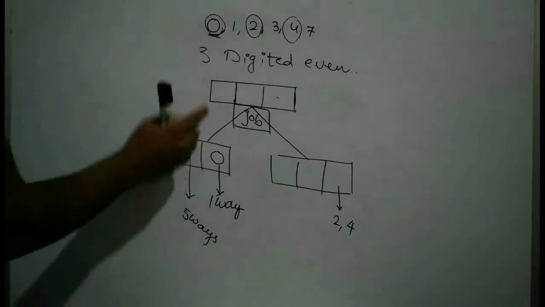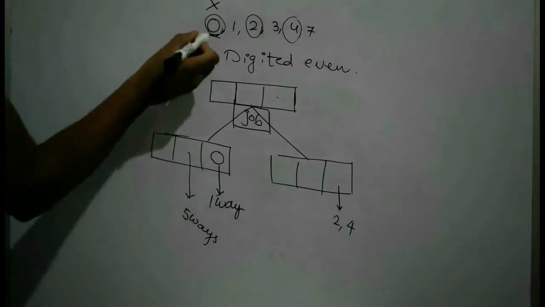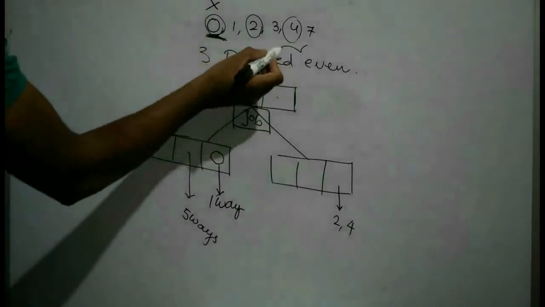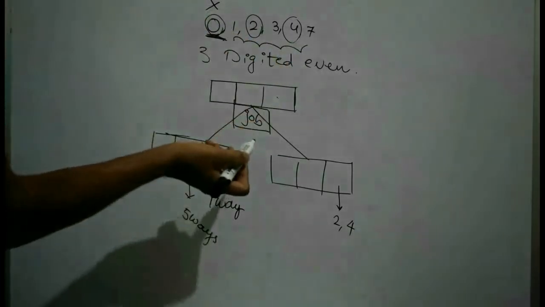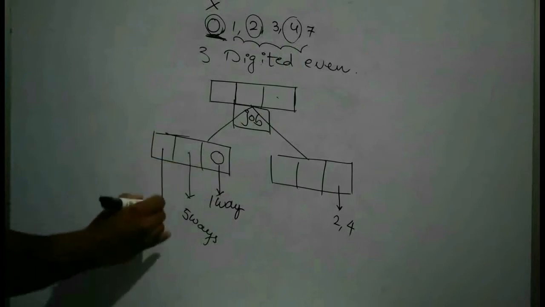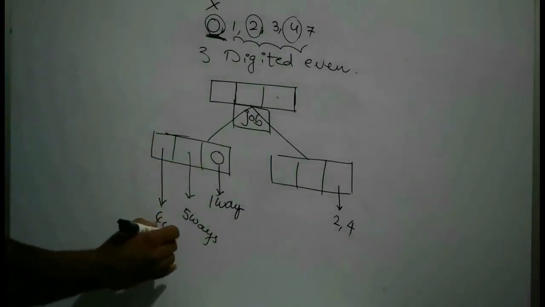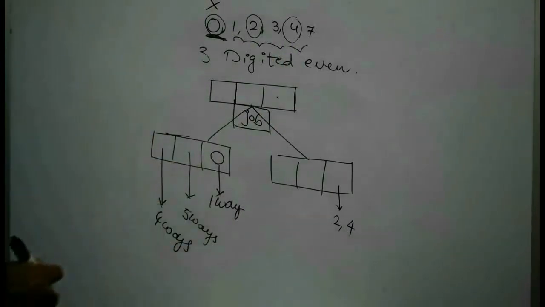Now because of 0 you used already, and one of the digits you used from these 5. So how many digits are left? 4. So how many ways? 4 ways. There are 4 choices we have.